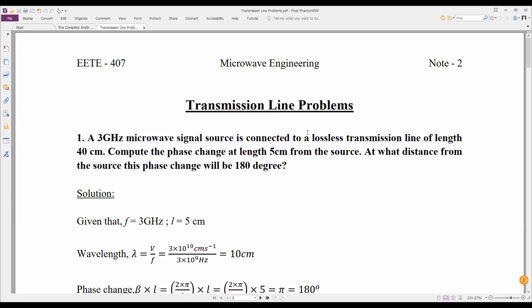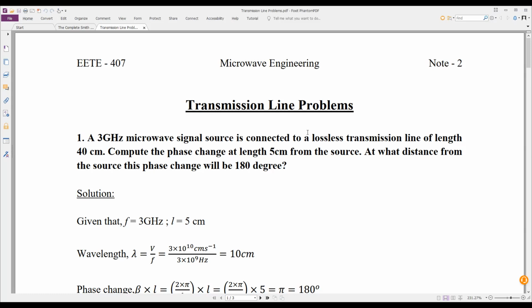Now we have to find the input impedance, Zin. Also find the magnitude of the reflection coefficient, rho, the VSWR, and the return loss of the shorted line. So we have to find these things. Z0 is 50 ohm, f is 3 GHz, l is 5 cm, and epsilon R is 2.2.